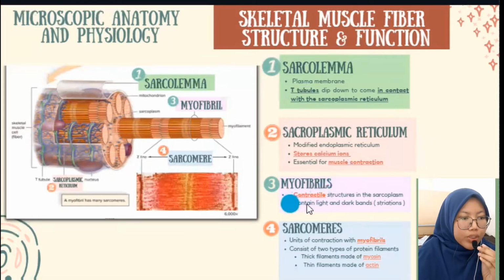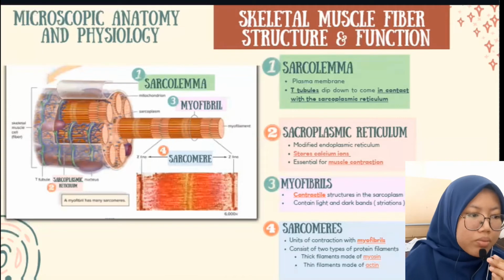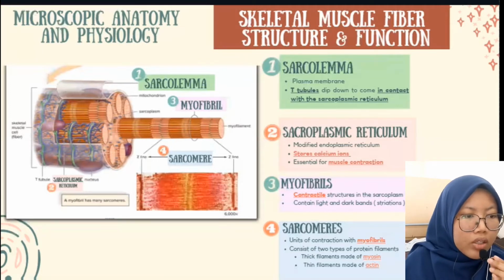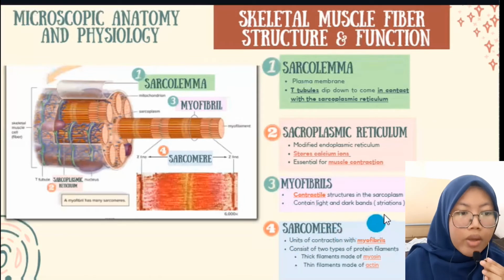So we move to the third skeletal muscle fiber structure, which is called myofibrils. Myofibrils are cylindrical and run the length of the muscle fiber. A myofibril is a contractile structure in the sarcoplasm and has light and dark bands, which we call striations. These bands are responsible for the skeletal muscle's striated appearance.